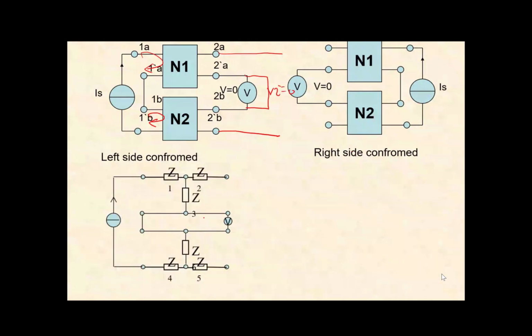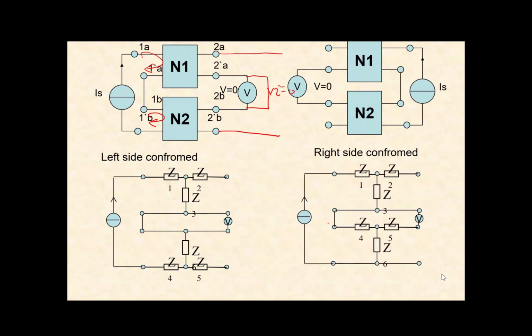For example, for this circuit, this V will be zero because of the short connect, so they can be serial connected. But in this circuit, this V is not equal to zero, because this V will be this Z voltage. So in this circuit, this Z is not equal to Z1 plus Z2. But in this circuit, Z equals Z1 plus Z2.